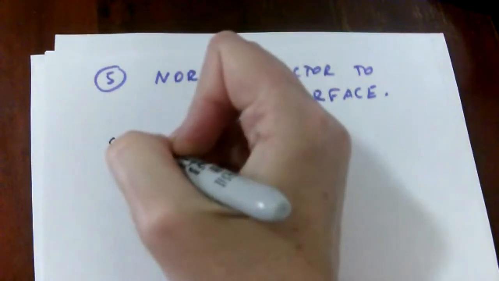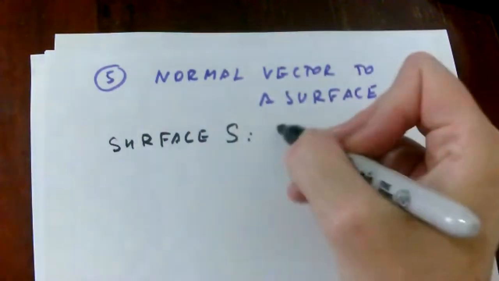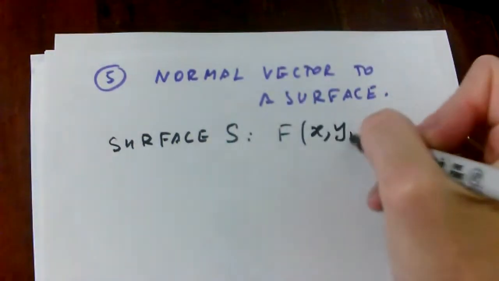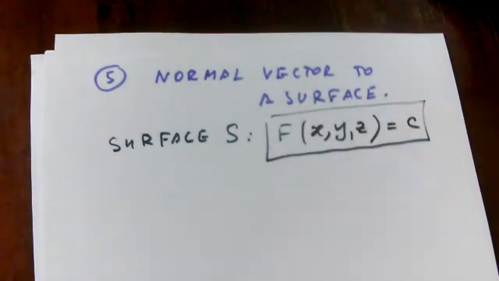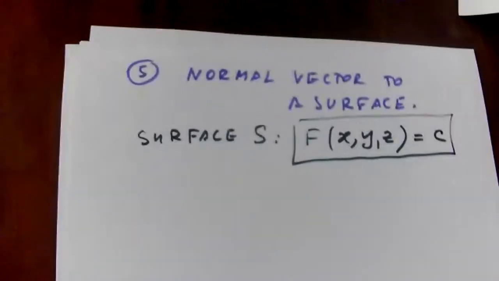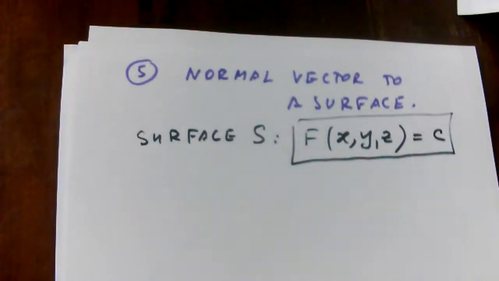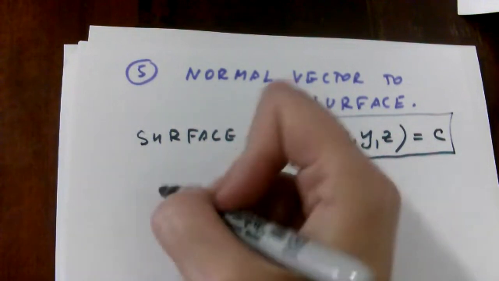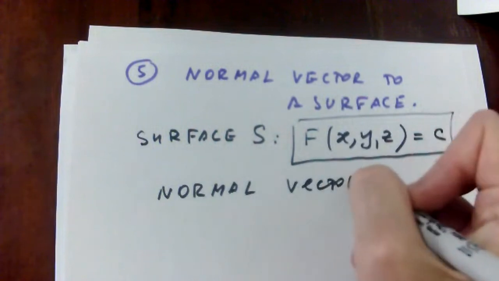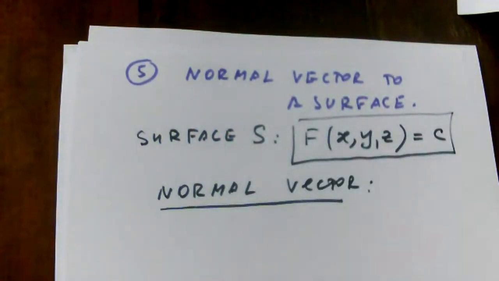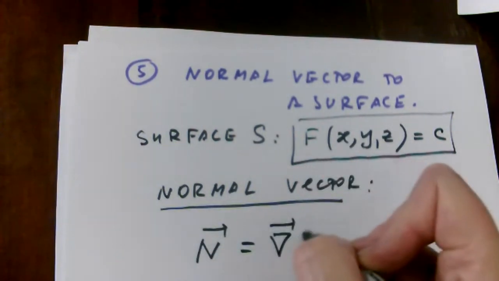Okay, so you're given a surface S, which is usually expressed by this equation, f of x, y, z is equal to some constant. That's how the equations of surfaces usually look. They look like scalar fields, by the way. Scalar field is equal to some constant. And you are interested in the normal vector. It turns out that the normal vector coincides with the gradient of this function. So the normal vector actually is nabla of f.